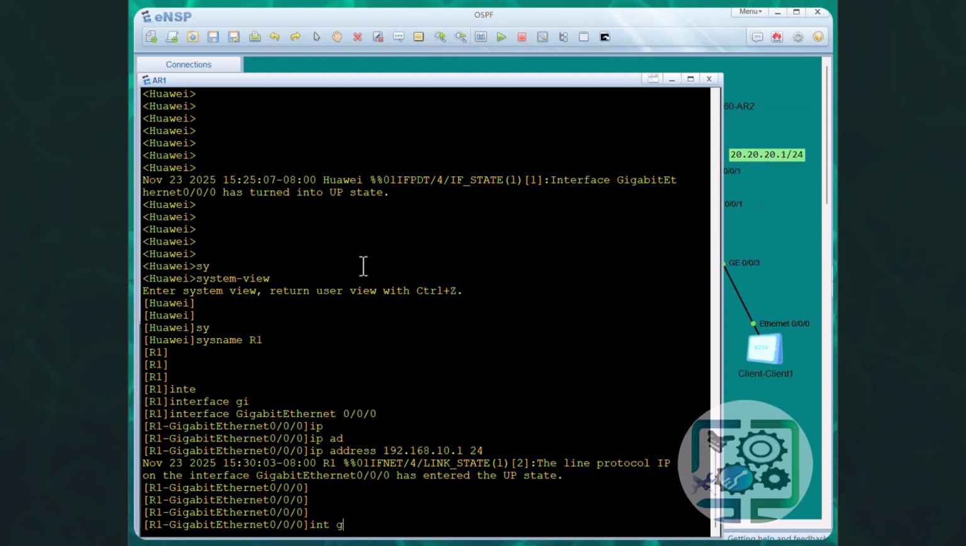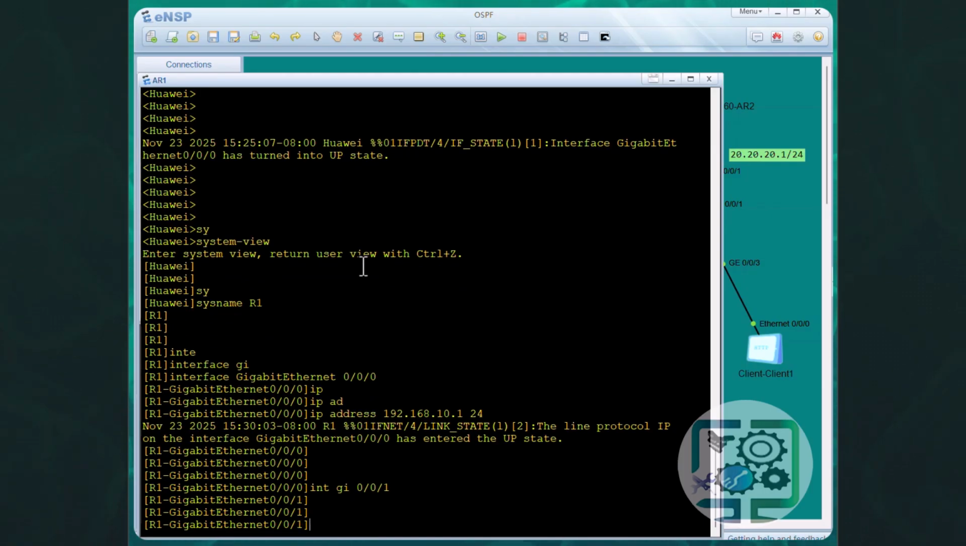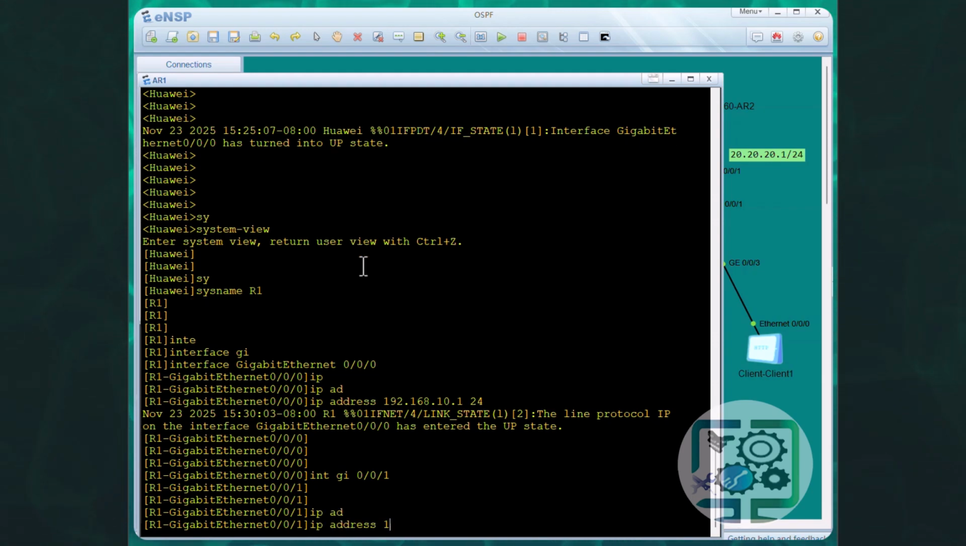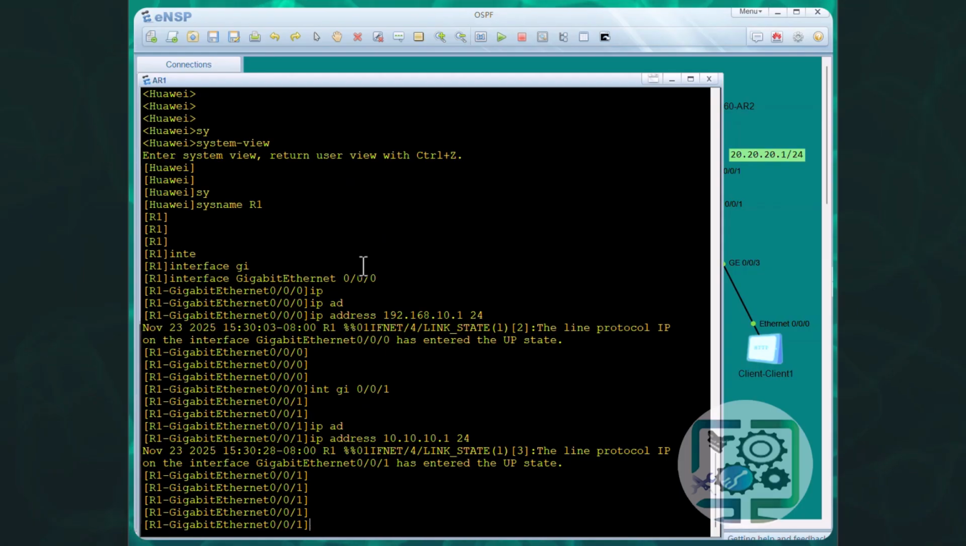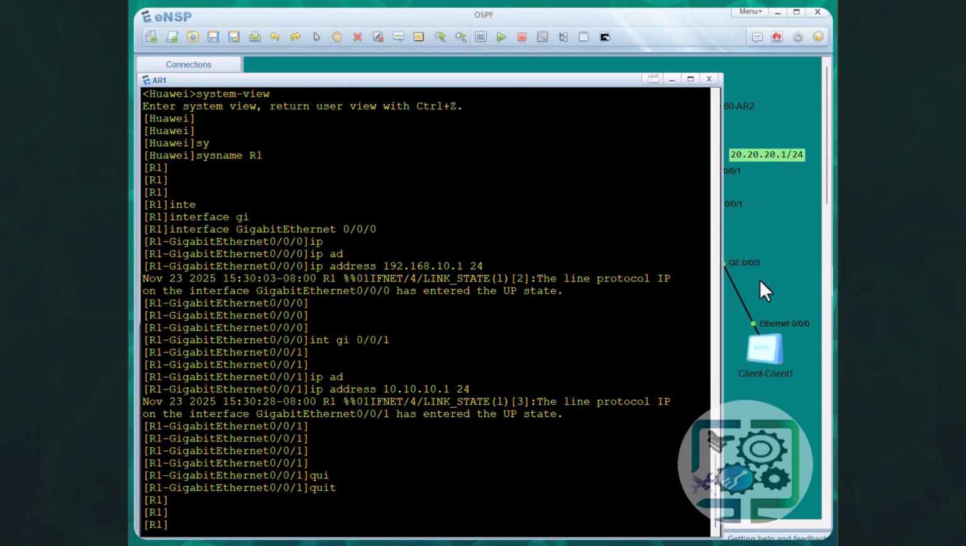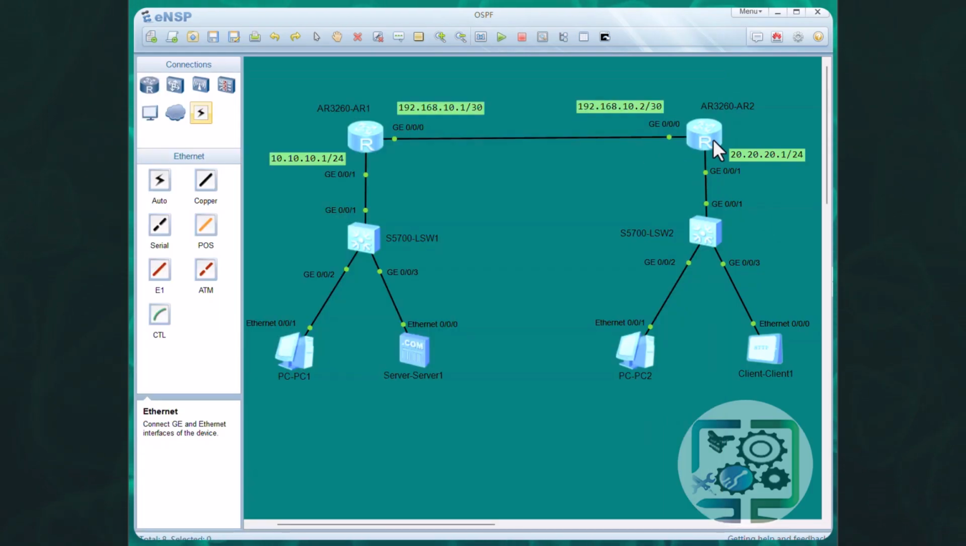Now we will configure the other interface, 0/0/1. It is the LAN interface, and also the gateway for the LAN on router 1. We will configure the IP address 10.10.10.1/24, and it is configured now. We will quit from here and go to router 2.